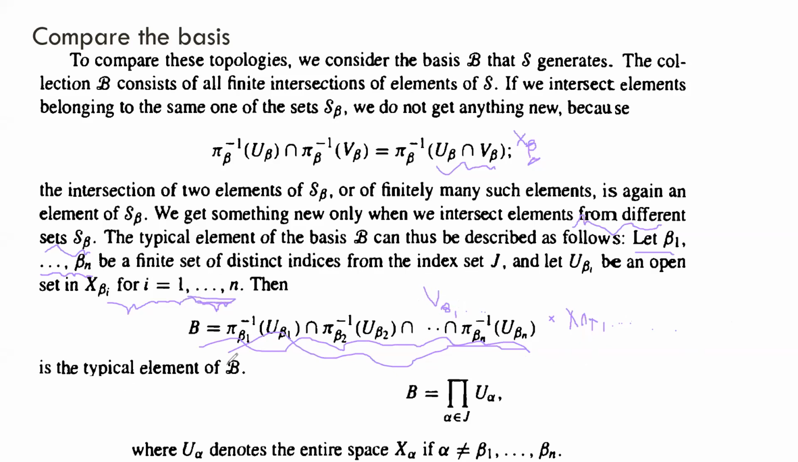So the typical element of the basis B here is written in this form, where U alpha denotes the entire space X alpha if alpha is not in beta 1 to beta n. I'll give you maybe a minute to read this whole page.